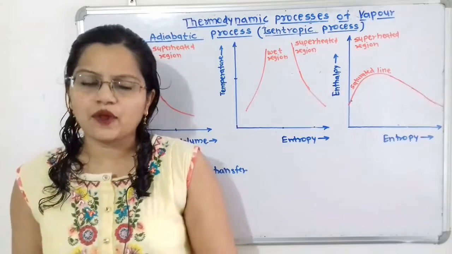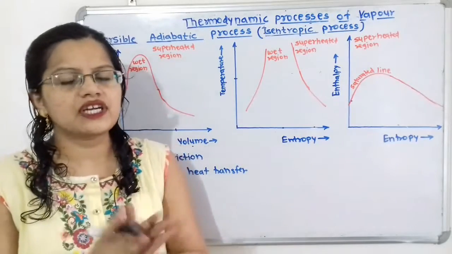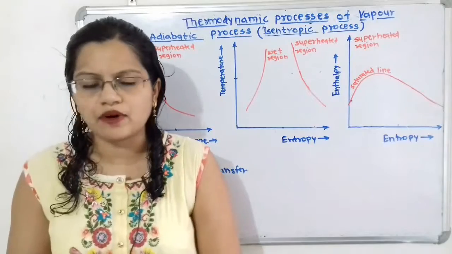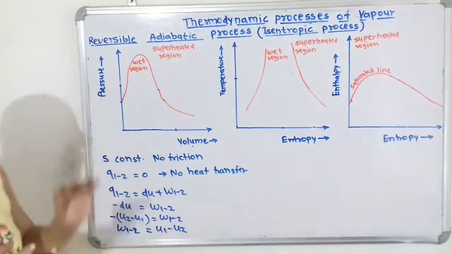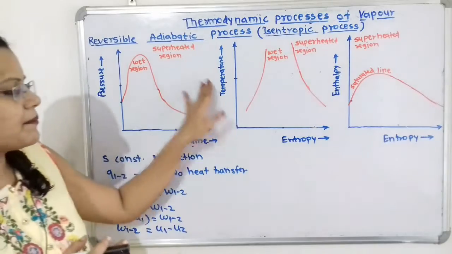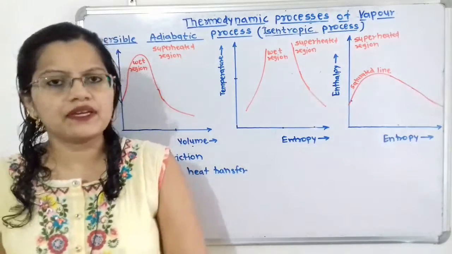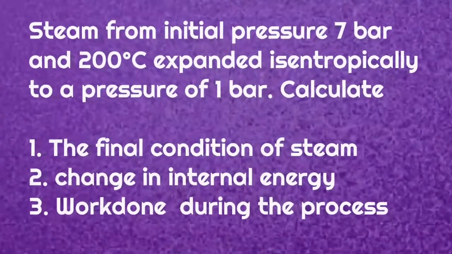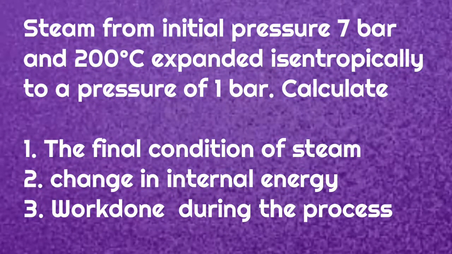Now we will solve one problem and we will understand the initial condition and final condition of steam, or we can say process 1 to 2, with the help of pressure volume diagram, temperature entropy diagram and enthalpy entropy diagram. I will read what is the given question. Steam from an initial pressure of 7 bar and 200 degrees Celsius is expanded isentropically to a pressure of 1 bar. Calculate final condition of steam, change in internal energy, work done during the process. So this was the given question.